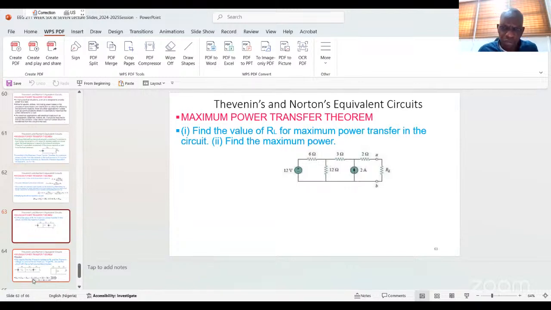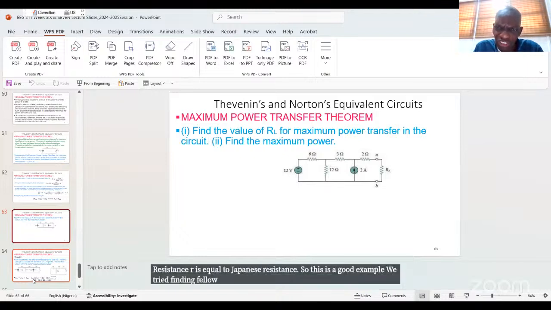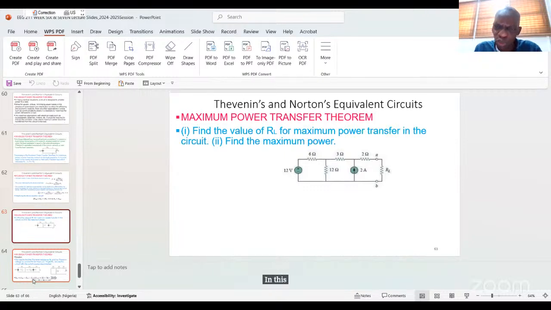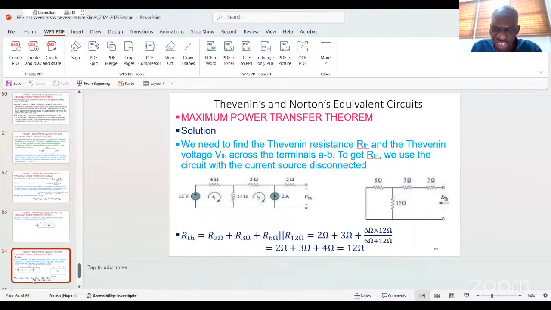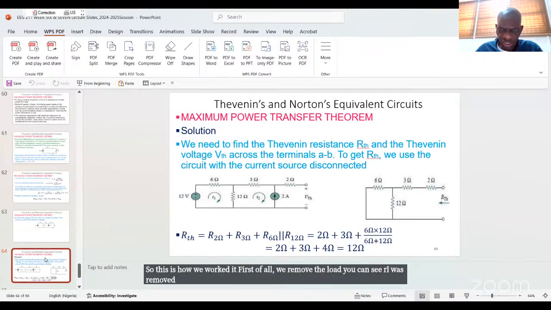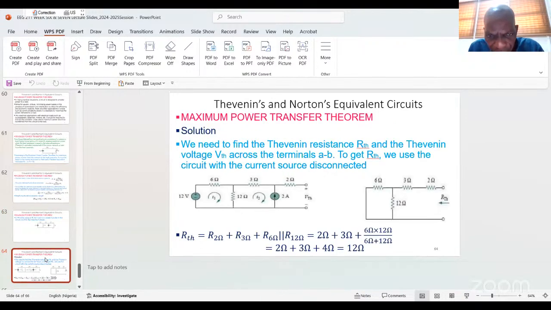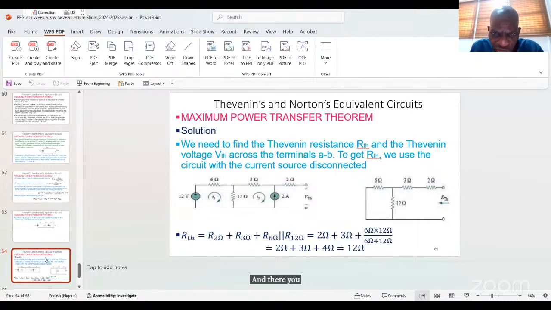So this is a good example. We will find the value of RL for maximum power transfer in this circuit and find the maximum power. So this is how we worked it. First of all, we remove the load. You can see RL was removed. So we have this there. And then you begin to work it out the way you already know how to work it.